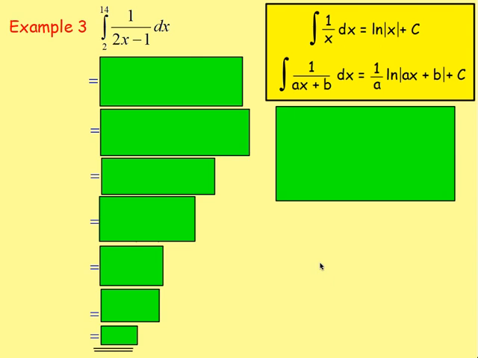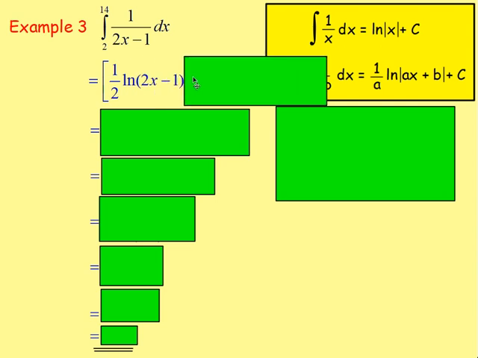Example 3, let's integrate between 14 and 2, 1 over 2x take away 1. So the first thing you want to think is, right, well, we could integrate that straight away, because we know if we integrate 1 over ax plus b, it goes to ln ax plus b, remembering to divide by the derivative. So if you integrate 1 over 2x take away 1, you will have ln 2x take away 1. Except you also need to divide by the derivative. So we'd also divide by 2, and you'd have a half ln 2x take away 1.